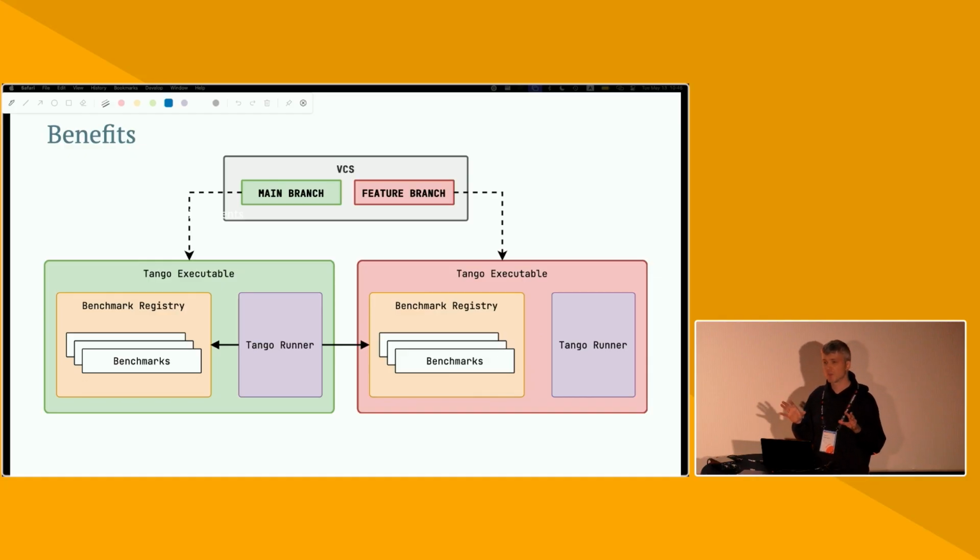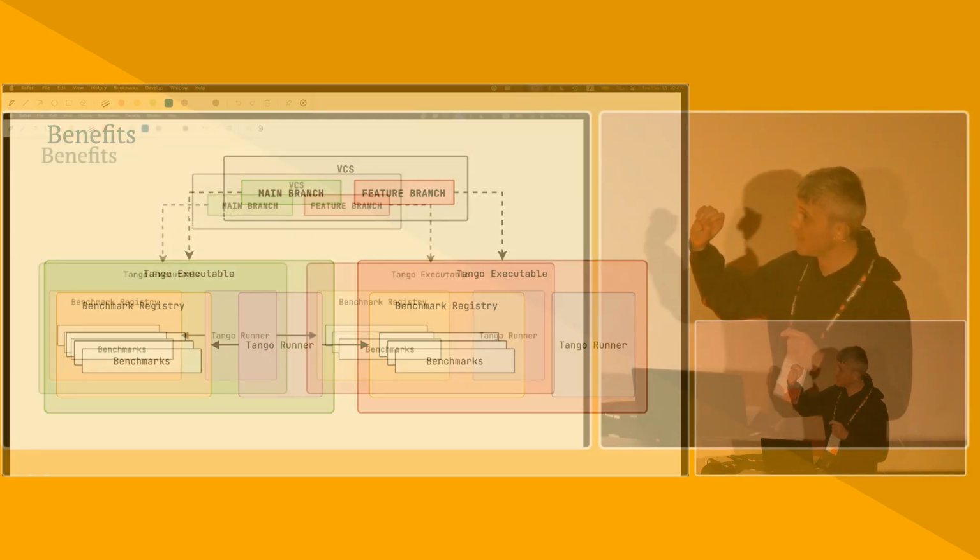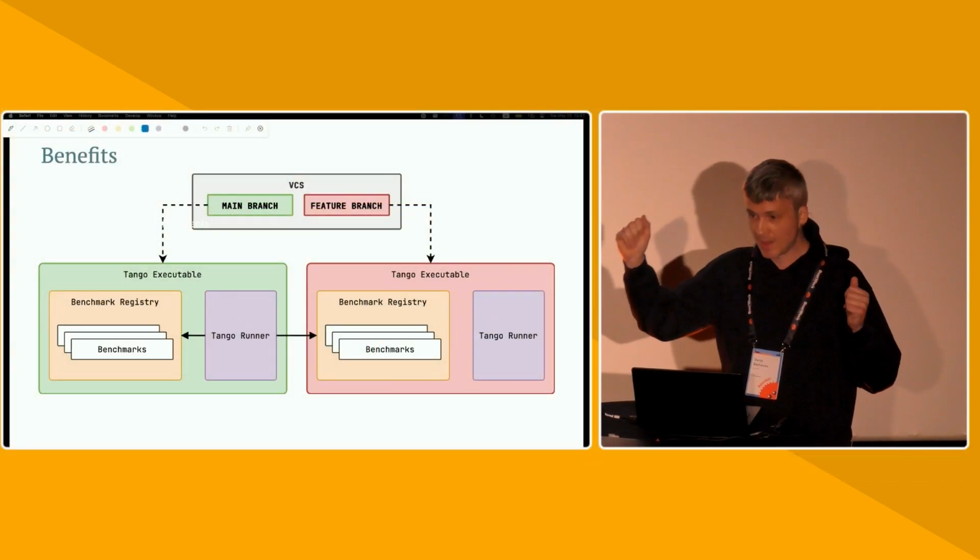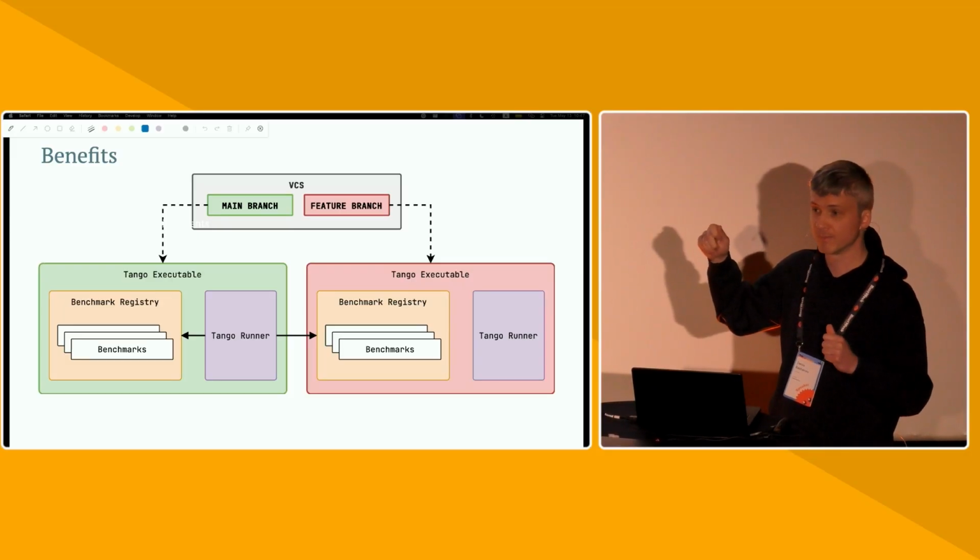Usually, those binaries are built from different branches of your version control system, but, well, not necessarily. For example, it might be the same branch, but with different compiler options or different versions of libraries, right? Each binary contains your benchmarks and the runner itself.